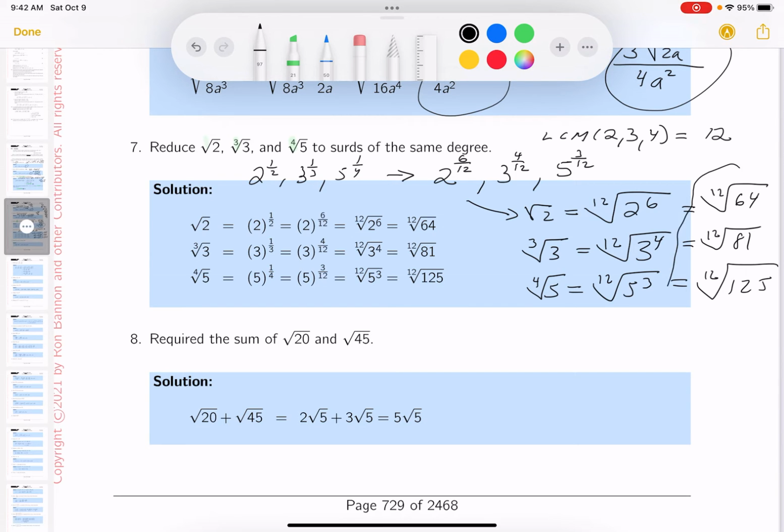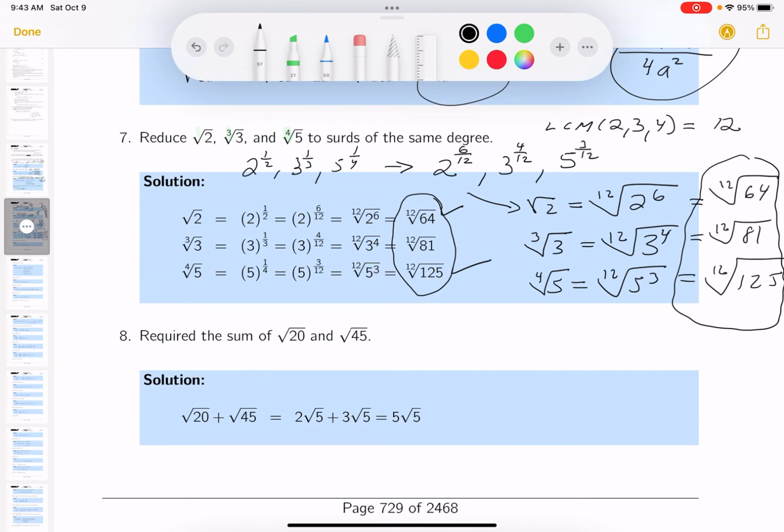So I got this over here. I've written all those roots in the same index, which is the 12th root. Those answers are listed over there. Someone says, what's the point of that? I can now compare these numbers much more quickly, knowing that this one here is the biggest, and this one's the smallest, and this one's in between. Right? It's much easier to do that than looking at the original problems.